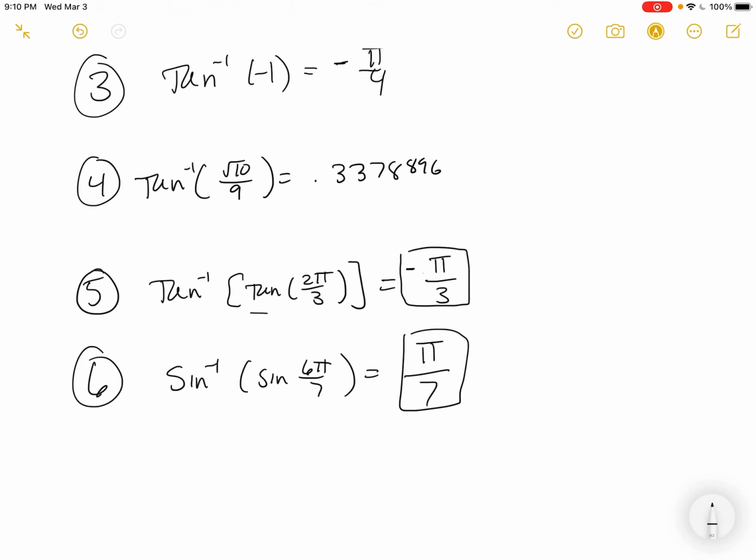Okay, and that's what I probably should have set up here. I forgot that I didn't say that out loud. Tangent of 2 pi over 3 is tangent of a second quadrant angle, which is negative.